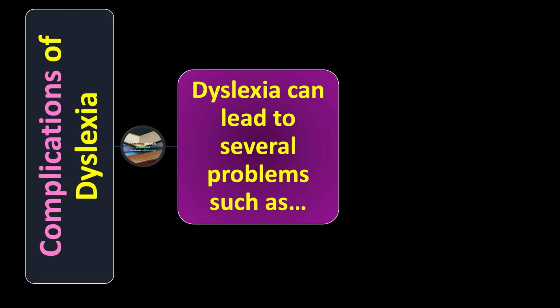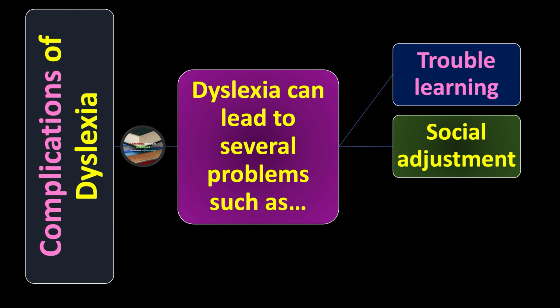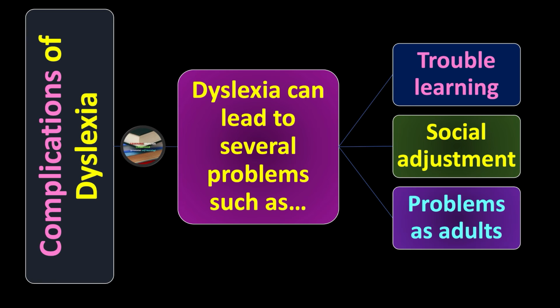We continue our discussion. Now we have complications of dyslexia. Dyslexia can lead to several problems such as trouble learning. Of course, when we say learning, anything in life. Social adjustment. A child who suffers from dyslexia cannot read properly, cannot write properly, cannot recognize letters and words. Naturally, he or she will have problems in social adjustment. He may not be as sharp as other peers in society. Problems as adults: as they grow up with dyslexia, naturally this will result in a big problem as adults, as independent members of society. They cannot adjust in the way normal children adjust and have the superior quality of intelligence.